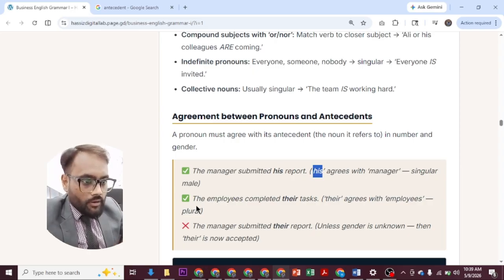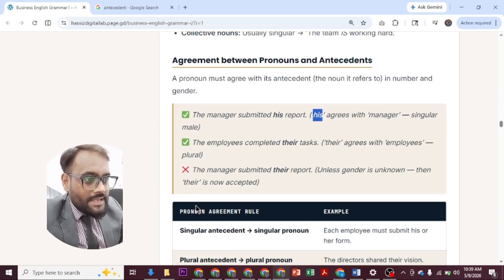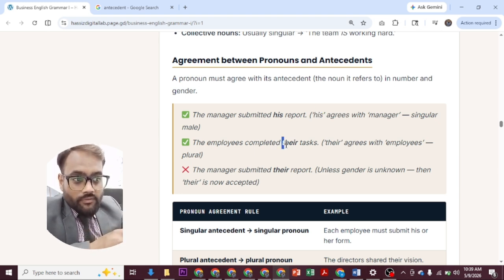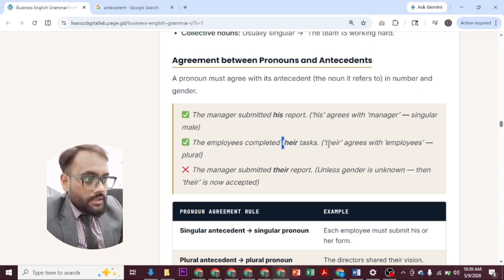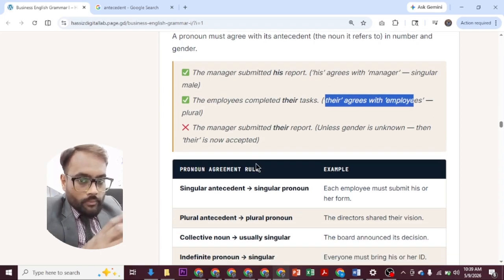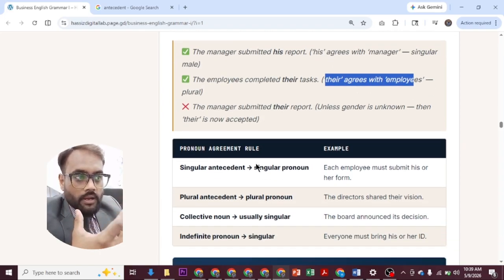Let's talk about the second example. The employees completed their task. We are talking about the employees and what they have done. They have completed their task. "They" reflects the employees over here. They agree with employees, which is plural, because there are multiple people.